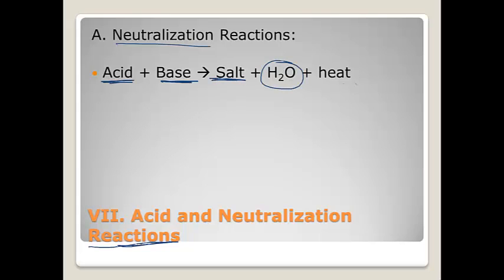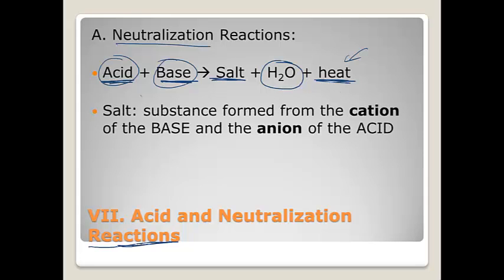Now these are also exothermic, so they produce heat. If you have a lot of acid, a lot of base, this can be a really dangerous reaction because you can produce the heat really quickly and the whole thing can basically boil over or sometimes explode. Now, what's this salt thing? The salt is basically what's formed from the cation of the base and the anion of the acid. So it's the stuff that's left over, the stuff that didn't make the water.